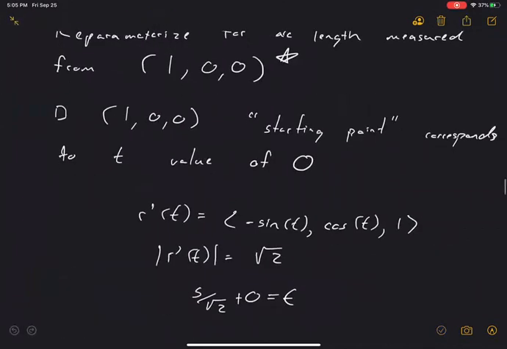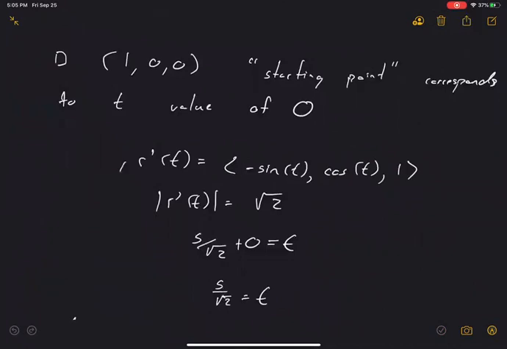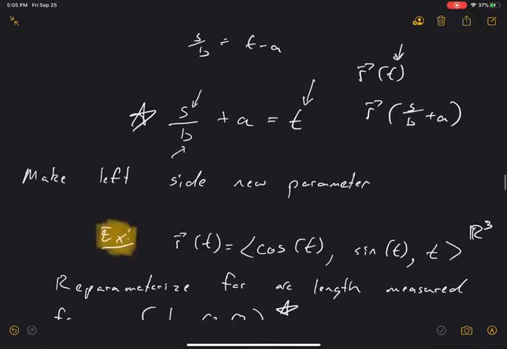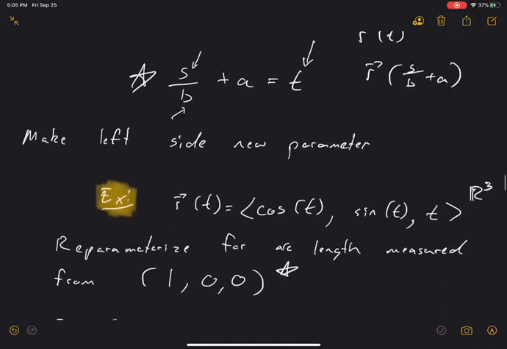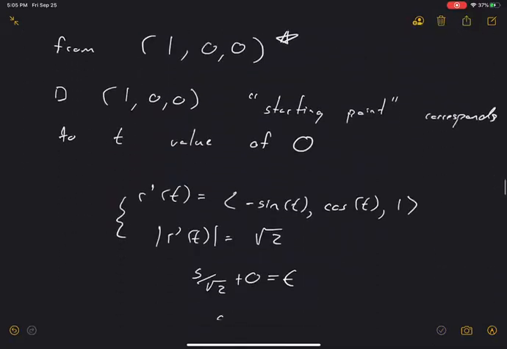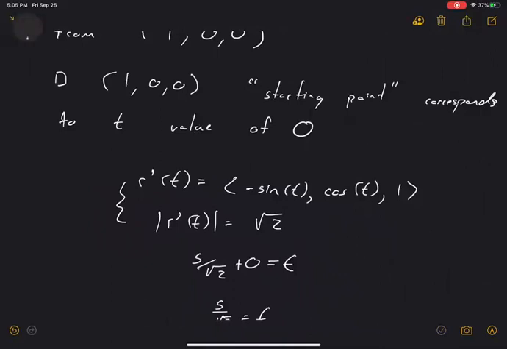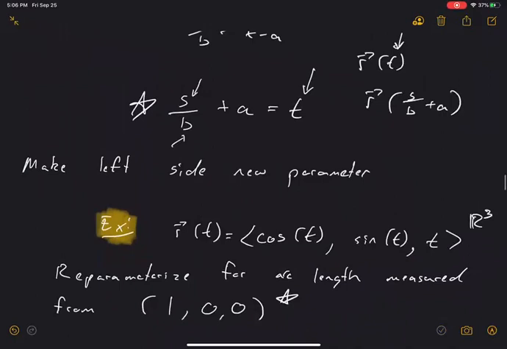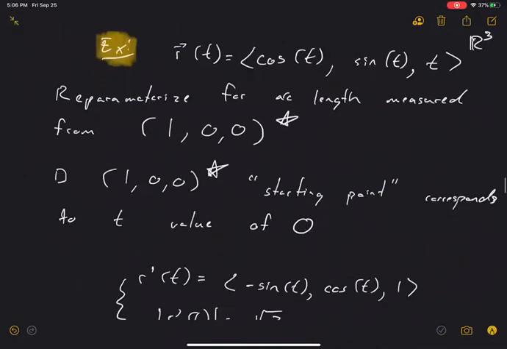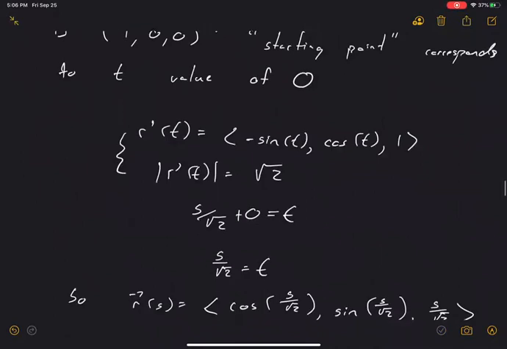Okay, so the first thing we do is find r prime of t and then the magnitude of r prime of t, and we already said that's square root of 2. And now we can use this conversion trick: s over b plus a equals t. Now we should note that this starting point that we were talking about in terms of arc length does correspond to t equals 0. So in my formula, this a is going to be 0.